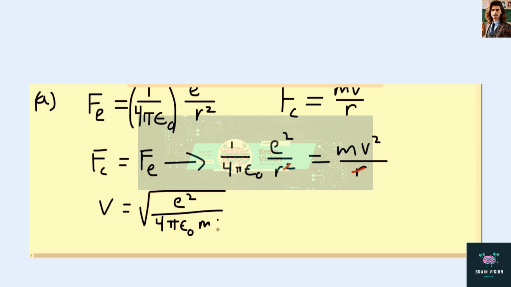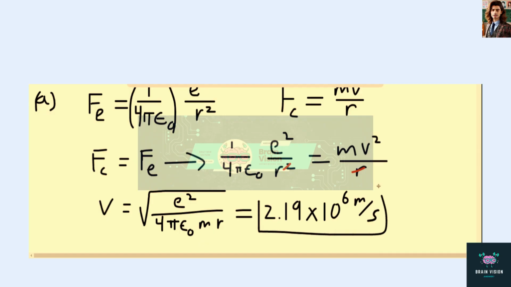Plugging these values in, we find that the speed is equal to 2.19 times 10 to the 6 meters per second. We can box that in as our solution for A.